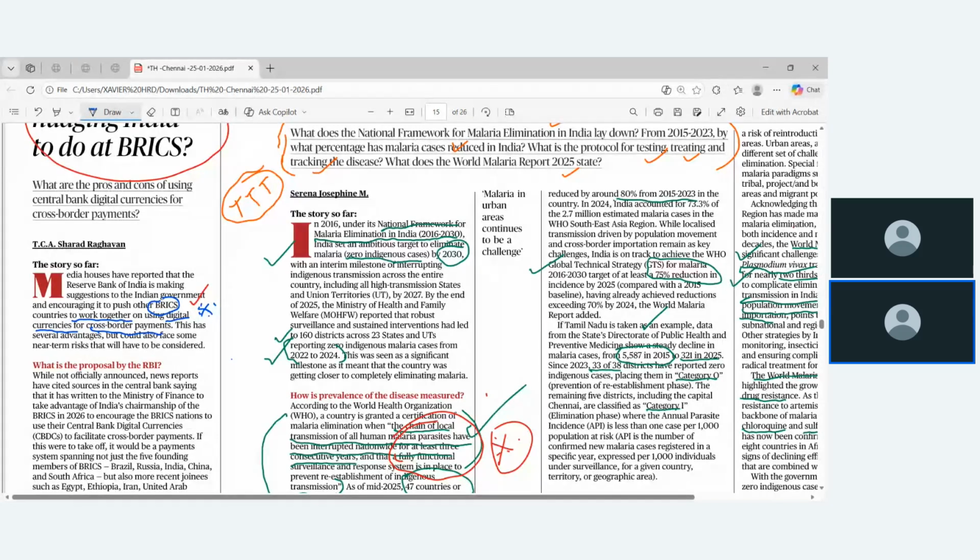And if we had a common digital currency, then there are so many advantages. At the same time, there is a risk in that common digital currency also. That also has to be considered.